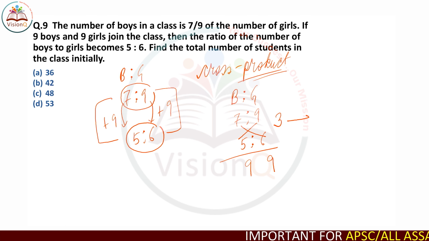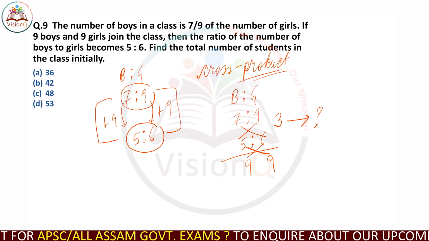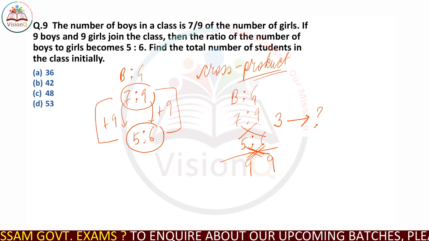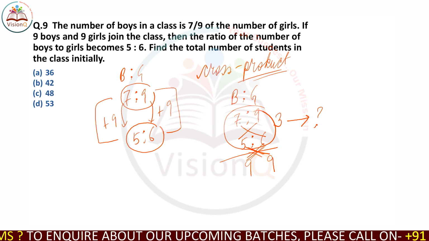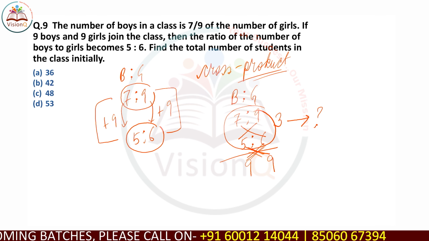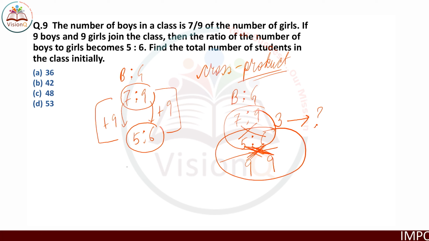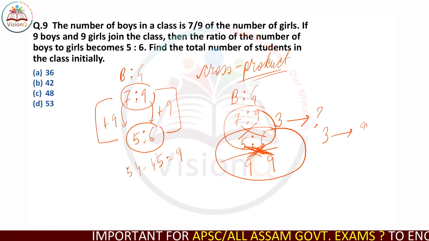So 3 will represent how much? That value should be found out from these two parts. Multiply this and this now. This 3 has been found from this first part. Cross multiply and minus. And 3 will represent how much? That part should be found from the next part. So 5 into 9 is 45, 6 into 9 is 54. So 54 is larger, so larger minus smaller. It is 9. So 3 will represent 9 students.